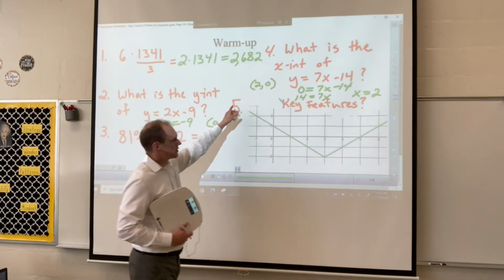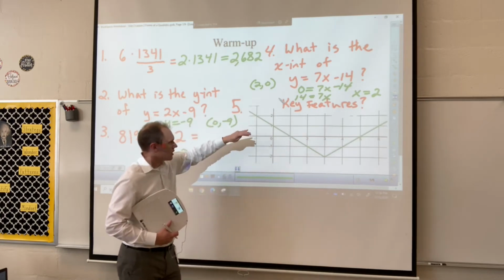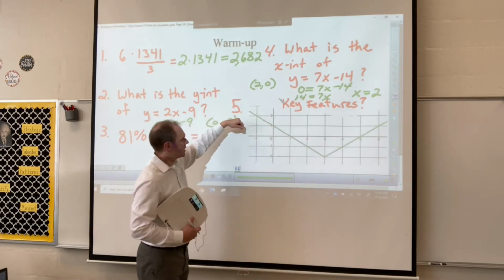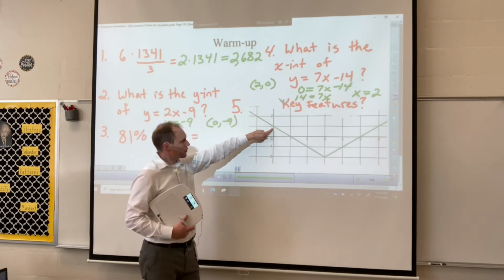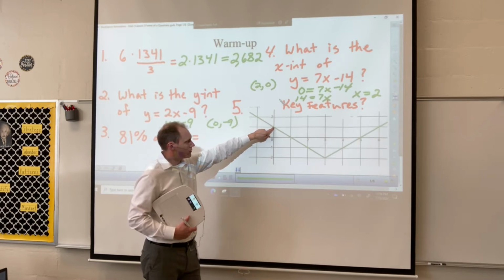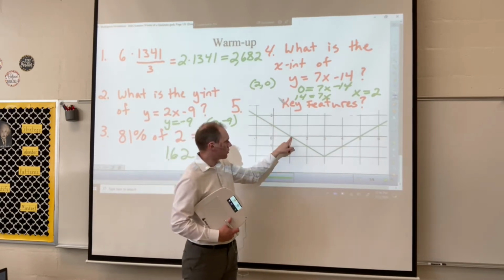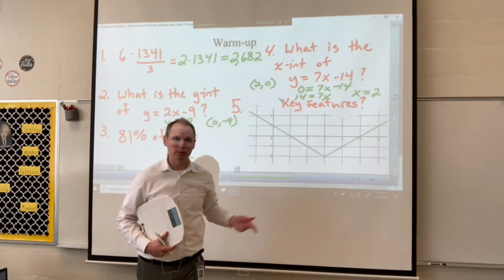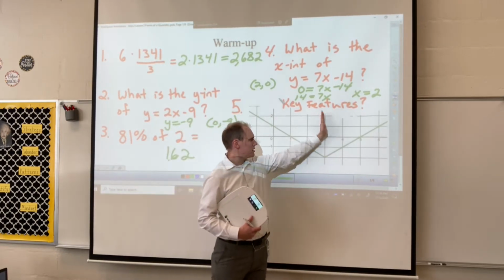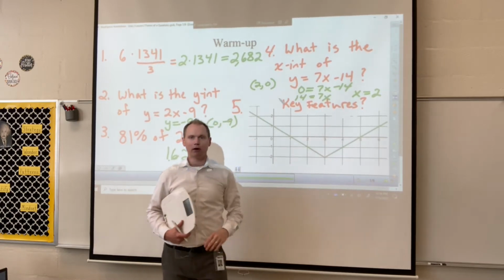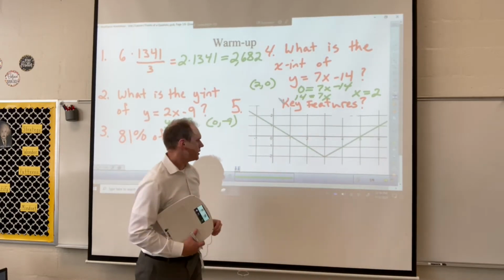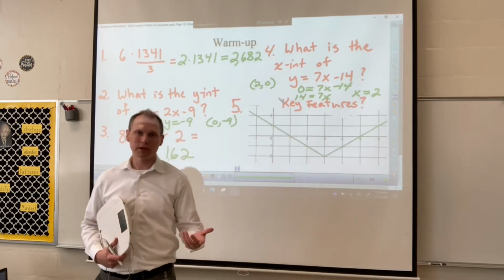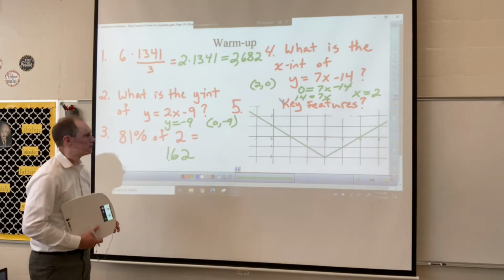And then lastly, number 5 here, our key features. We'll just talk about them real quick. By the way, this is an absolute value function, if you remember from last unit. The y-intercept is (0, 1) right here. The x-intercepts are (1, 0) and (5, 0). And then our axis of symmetry would be x equals 3 right here. And then our minimum value, in this case, is (3, negative 2). So hopefully you remember some of those key features of an absolute value function.